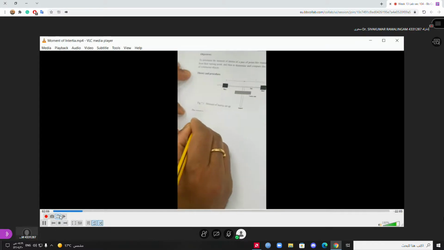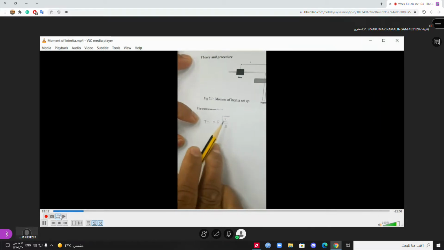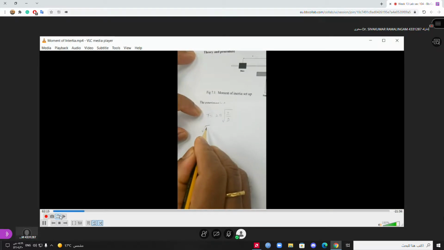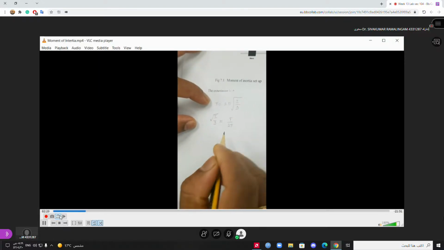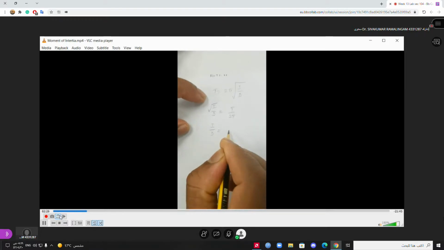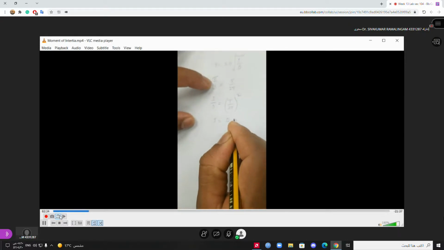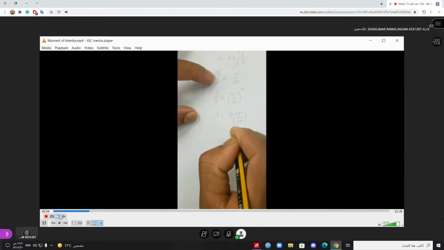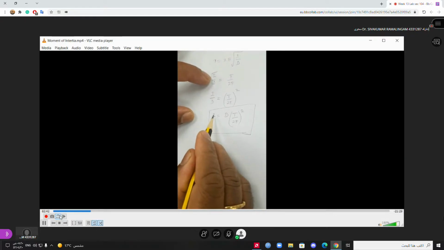Now, let us see. T is equal to 2 pi square root of I over D. By rearranging this, square root of I over D is equal to T over 2 pi. If I want to remove the square root, I over D is equal to (T over 2 pi) squared. I is equal to D times (T over 2 pi) squared. This is the formula I'm going to use to calculate the moment of inertia.